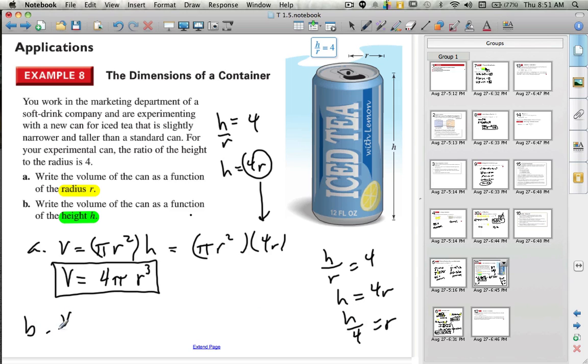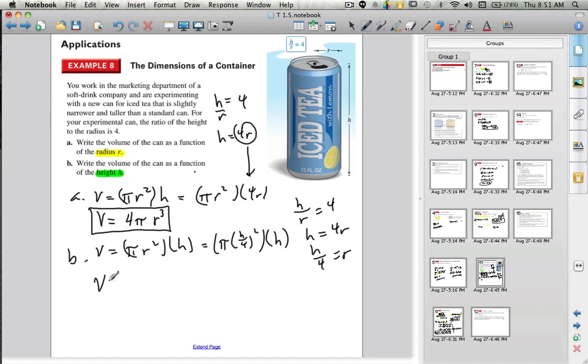So volume will be equal to, again, let's just go ahead and write it out, pi r squared times height. And in this case, r was h divided by 4 squared times the height. And now I'm going to simplify. So my volume will be equal to pi times h squared over 16, that's h over 4 squared, times h. And if I put this all together, I want to be really explicit with this.